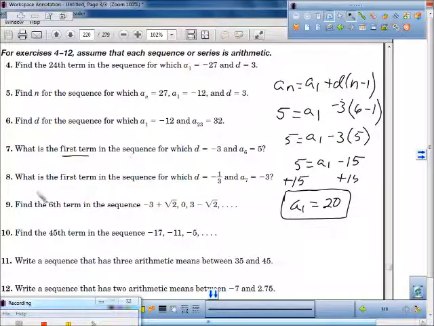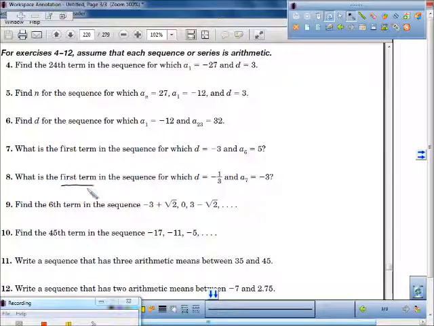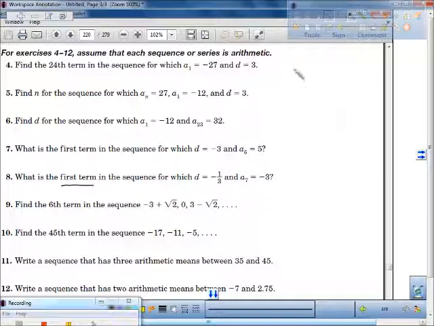Alright, now let's look at number 8. On number 8, again we're solving for the first term, but here we have a common difference of negative 1/3, and we have the 7th term is negative 3. So it's going to be a similar process, so that we have a sub n is equal to a1 plus d times n minus 1. Let's put in for a sub n, we know that to be negative 3. a1 we do not know, that's what we're solving for. Common difference of negative 1/3. And then n, we have 7 terms, so it's going to be 7 minus 1.